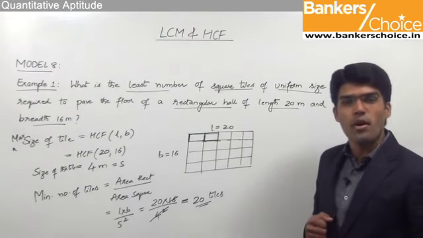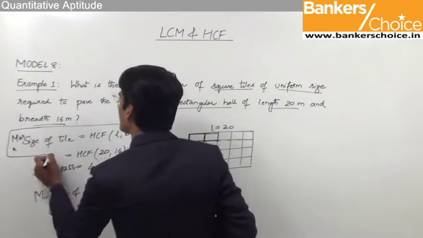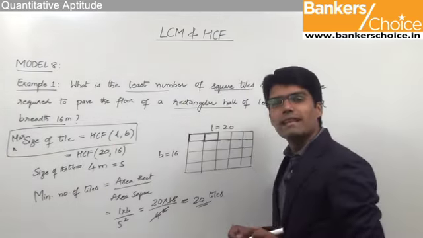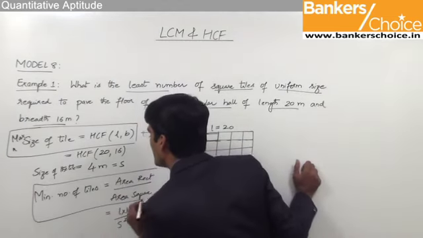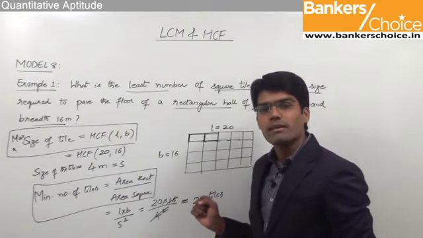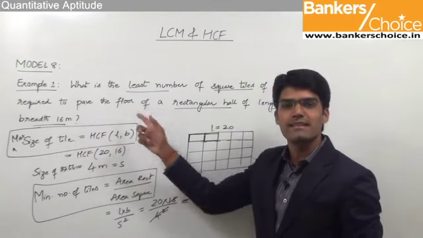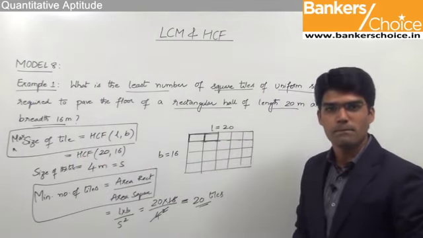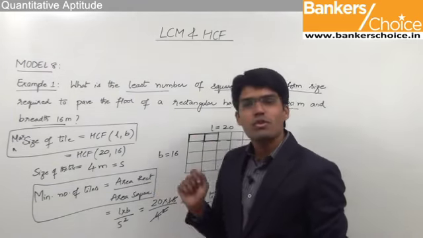So the two important points that we need to understand here are, the maximum size of the tile should be taken as the highest common factor of length and breadth. And the minimum number of tiles will be nothing but the area of the rectangular floor divided by the area of each square tile. And the area of each square tile is nothing but the size squared. That size here is nothing but the side of the square tile. So this is how we can solve this question based on the concept of highest common factor.